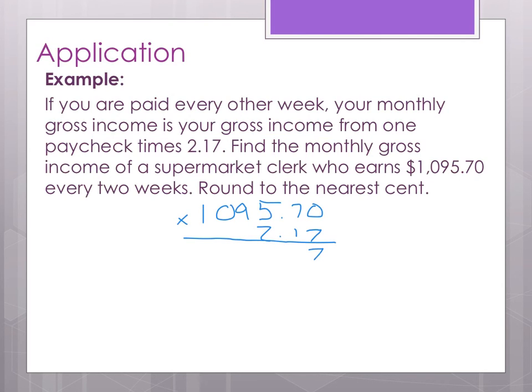7 times 0 is 0. 7 times 7 is 49. 7 times 5 is 35, plus 4 is 39. 7 times 6 is 42, plus 3 is 45. 7 times 0 is 0, plus 4 is 4. And then 7 times 1 is 7. I'll put a 0 placeholder in.